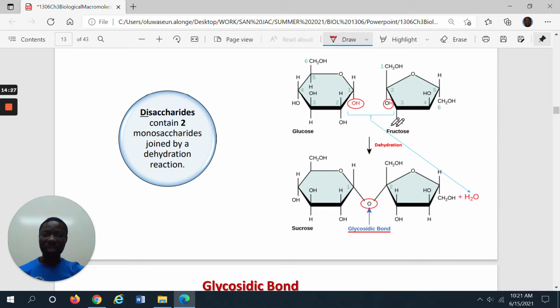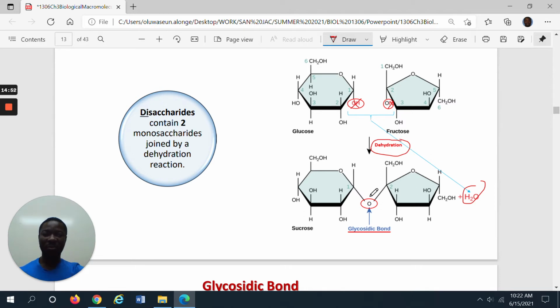So when glucose and fructose join together, they're going to lose a water molecule. And when they lose a water molecule, as you can see here, this is going to be taken away from them, and this is going to be taken away too, giving us a water molecule that is lost. And I told you again, the reaction is called dehydration. Dehydration means removal of water molecule.